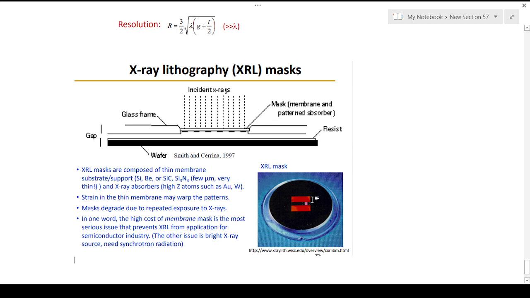So this is an XRL mask, composed of a thin membrane, which is either silicon, beryllium, or silicon carbide used as the mask, and this will also be utilized for high Z atoms like gold, tungsten.